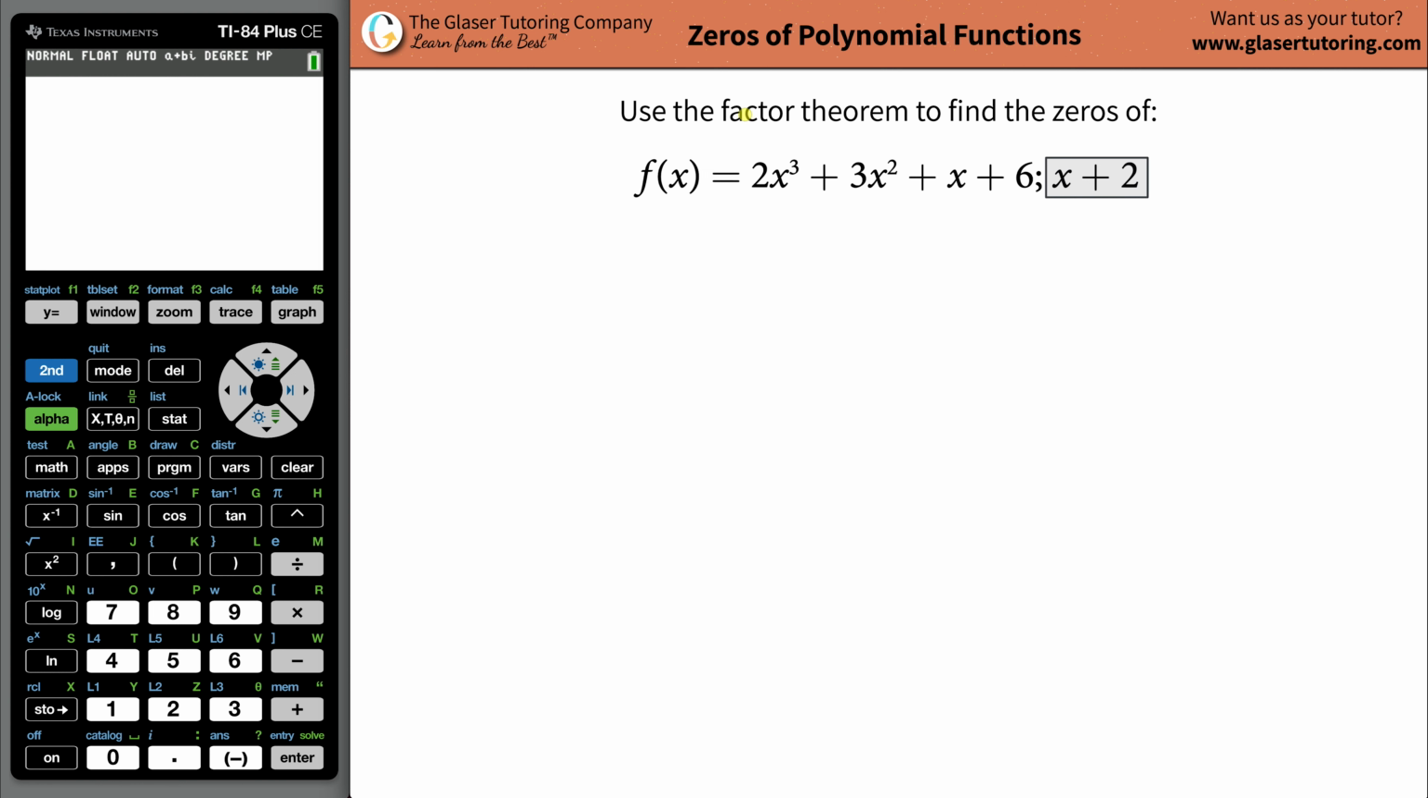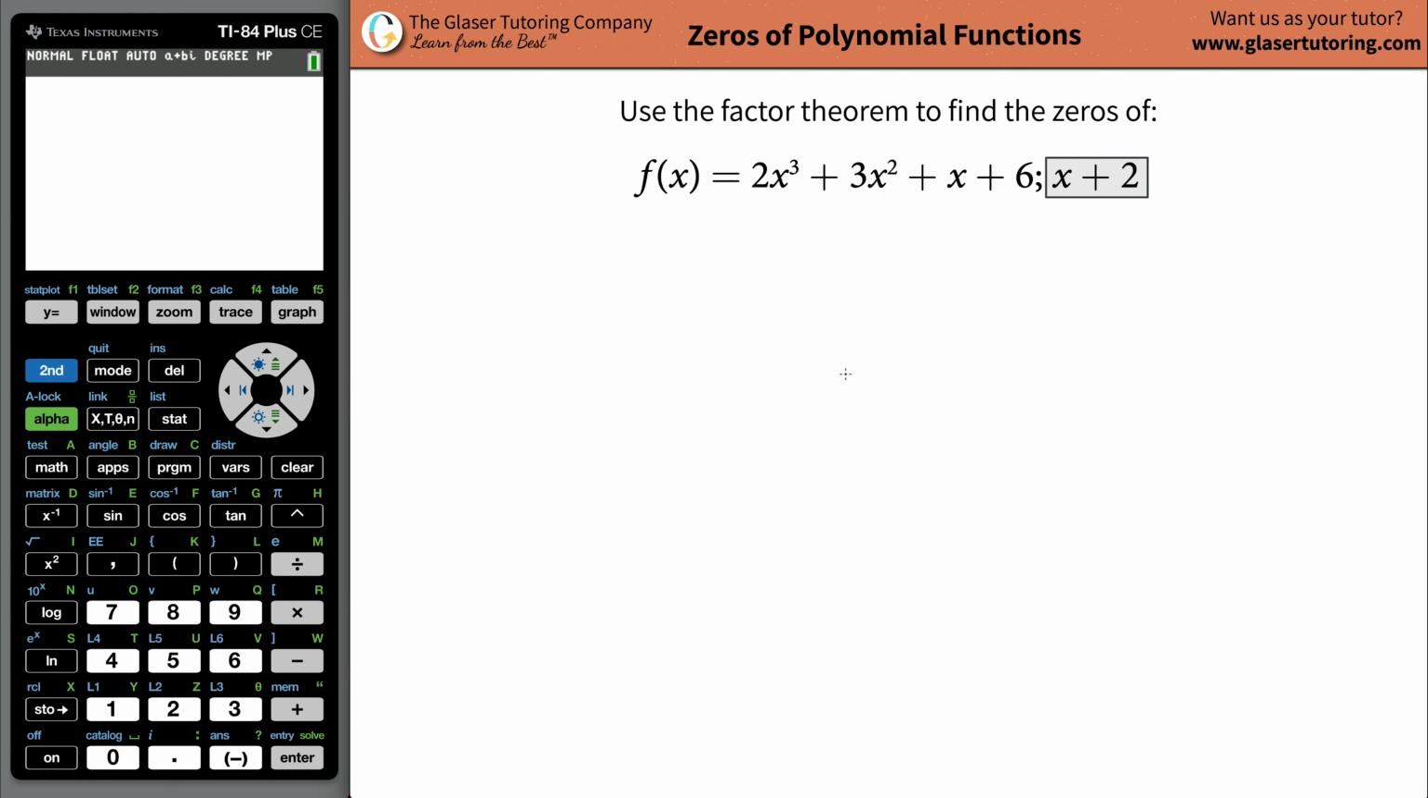So how do we use the factor theorem in order to find the zeros of this polynomial function? Well, first thing is we have to look at this factor. And we're going to use this factor in conjunction with this thing called the factor theorem in order to determine the zeros of this function. Remember, the zeros is just a complicated way of saying the locations of x where this function crosses the x-axis.